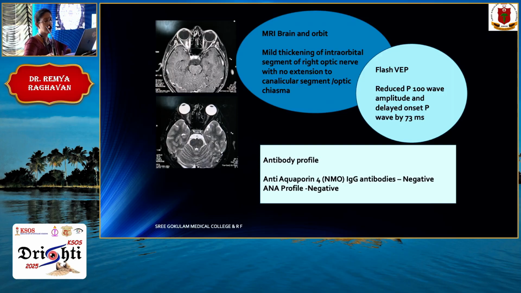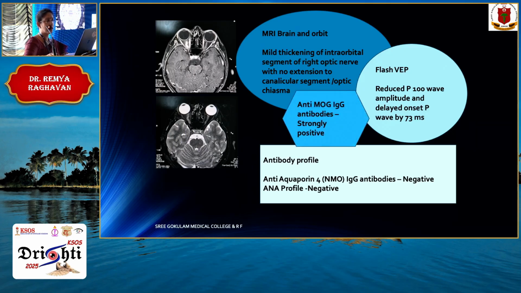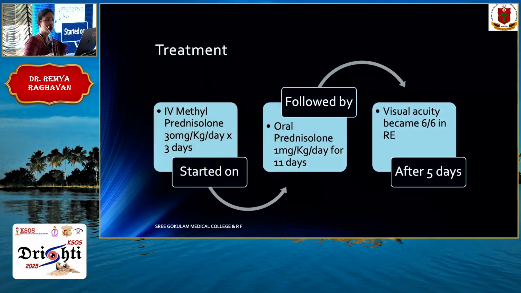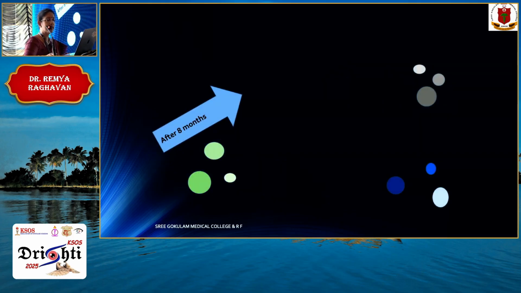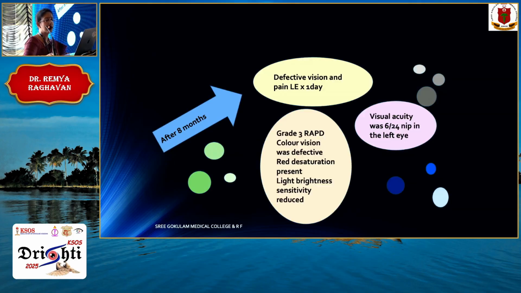And we looked for the antibody profile. Anti-aquaporin 4 and NMO IgG were negative, but we got a positive result: anti-myelin oligodendrocyte glycoprotein antibody, that is IgG, was strongly positive. So she was put on IV methylprednisolone, followed by oral prednisolone, and after 5 days of treatment, the visual acuity became 6/6. Now, this child came with another relapse at 8 months.